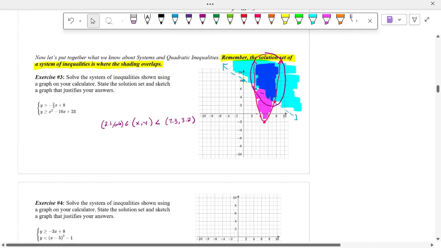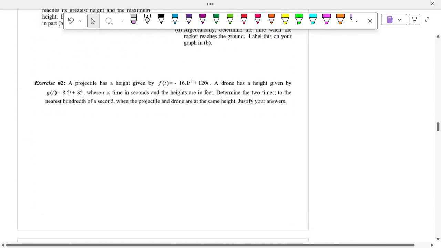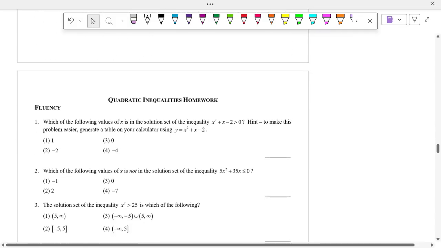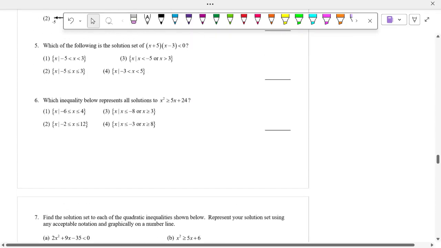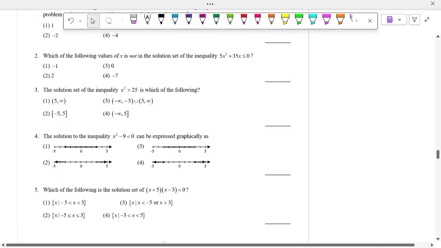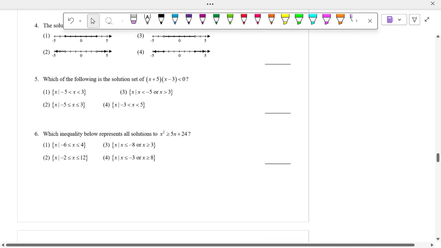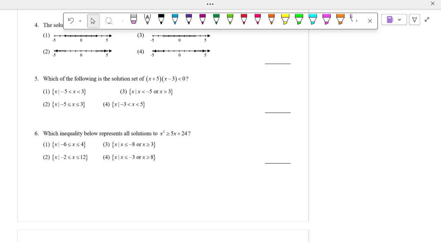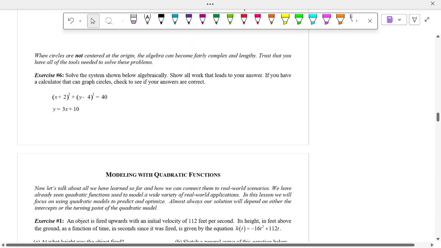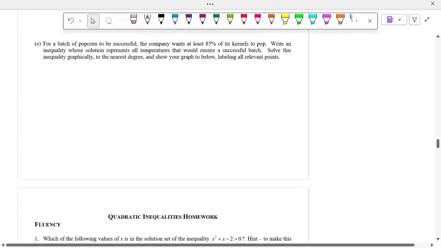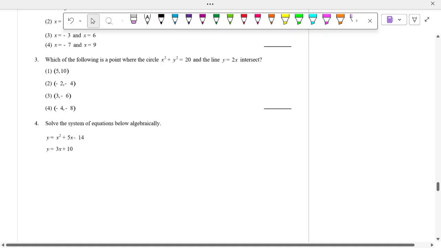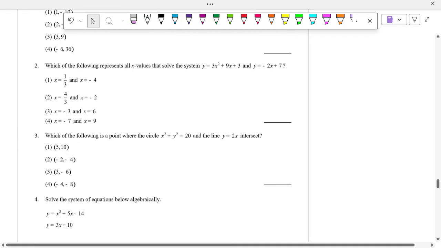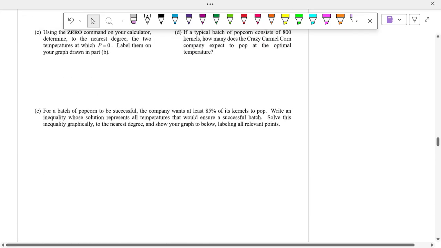All right, we'll go through more of this tomorrow. Your homework for tonight is, I want you guys to do all of page 8 and 9. So just the quadratic inequalities homework. So page 8 and page 9. And let's also do page 10. So page 8 through 10.